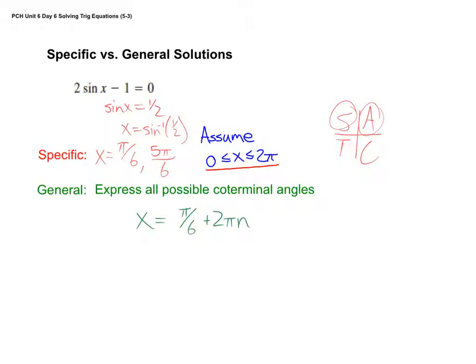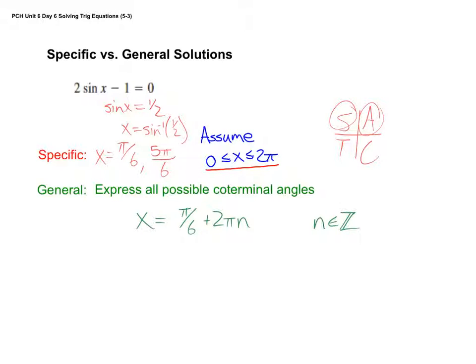Well, n is how many times you want to go around the circle. n is an element of the integers, okay? Z is the symbol for the integers, n is any integer. So this takes care of adding or subtracting 2 pi any number of times. We could go around 3 times and we'd get a coterminal angle to pi over 6. That will be a solution to this equation.